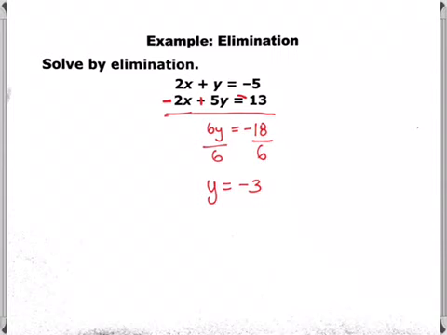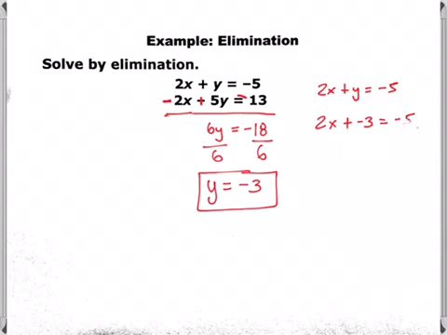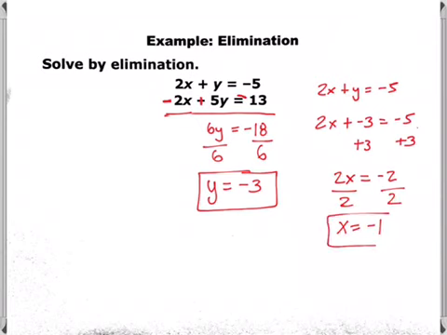Now that I know what y equals, I can plug it back into either equation to solve for x. So let's use the first equation. 2x plus y equals negative 5. I'm plugging this in for y, so I've got 2x plus negative 3 equals negative 5. To undo the negative 3, I'm going to add a positive 3 to both sides. I've got 2x equals negative 2. Divide by 2 on both sides, and you get x to equal negative 1. So my ordered pair solution to this problem becomes negative 1, negative 3.